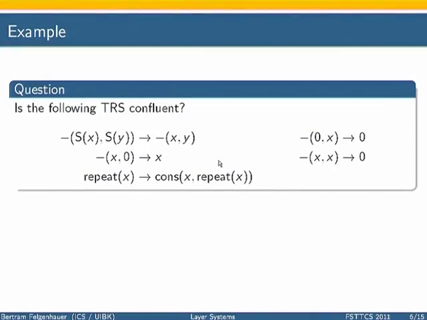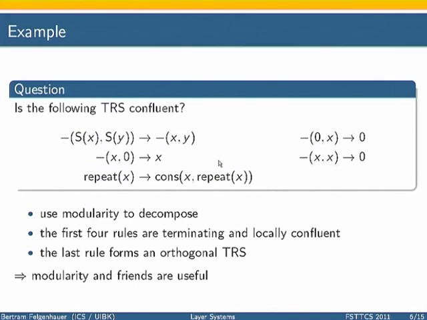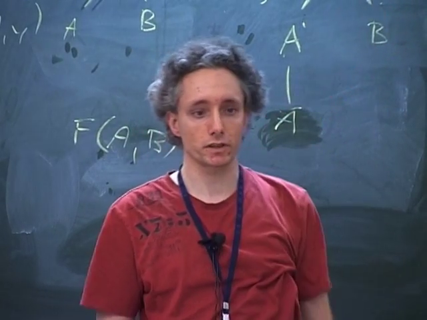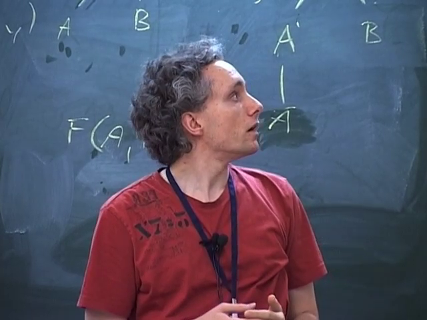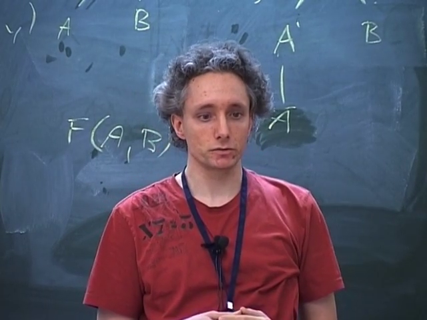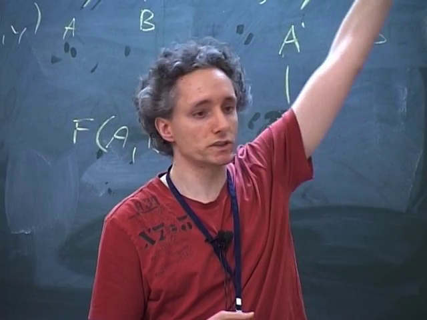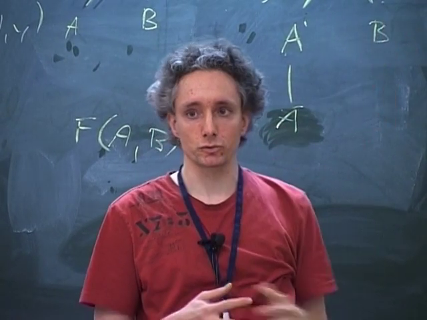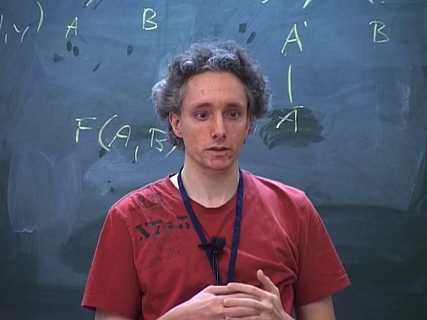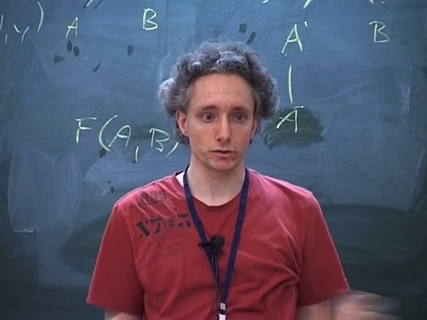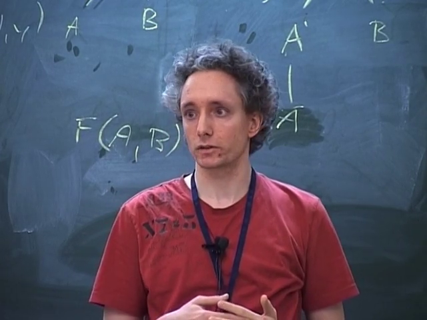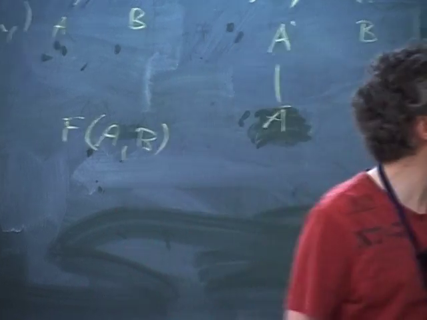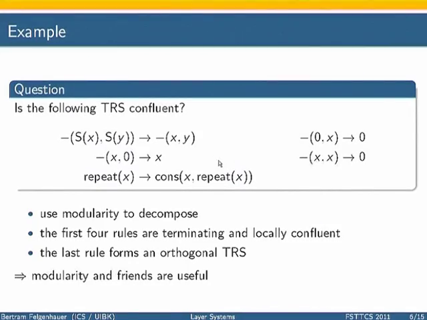However, using modularity, where we notice that the last rule actually does not use any function symbols that occur in the other rules, we can decompose this TRS into two TRSs, namely the first four rules and the last one, and we can prove confluence for each of these individually and use modularity to conclude that the whole TRS is confluent. So the claim is that this is actually useful and interesting.